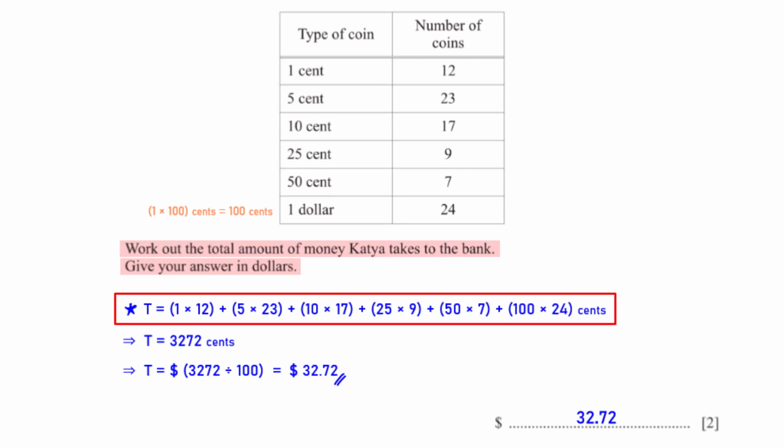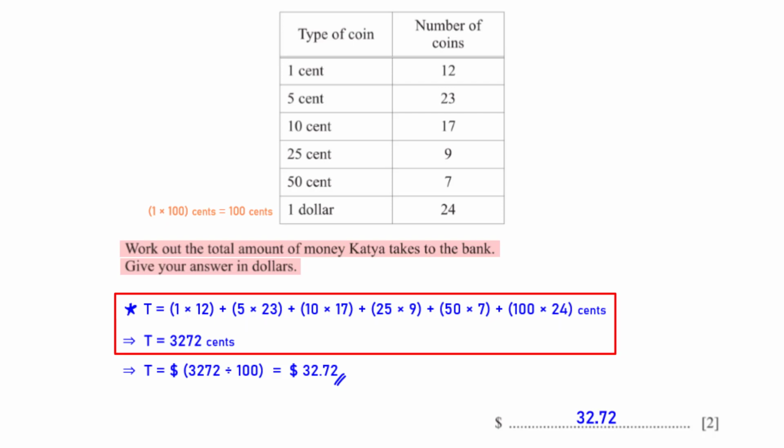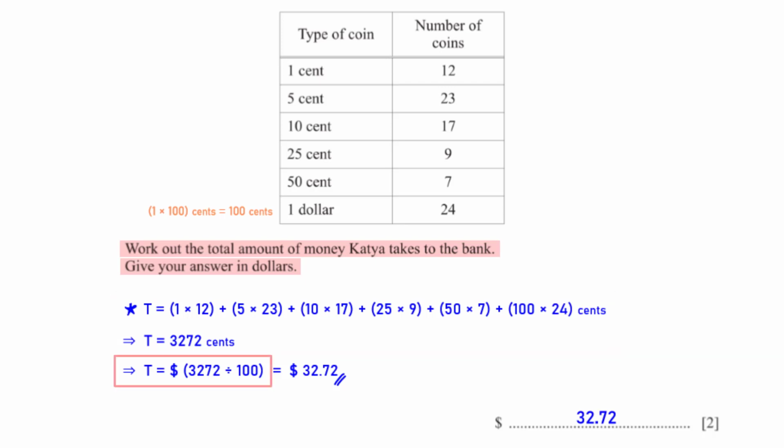The total amount of money Katia takes to the bank is 1 cent times 12 plus 5 cents times 23 plus 10 cents times 17 plus 25 cents times 9 plus 50 cents times 7 plus 100 cents times 24, which is equal to 3,272 cents. To convert this to dollars, we divide 3,272 by 100. This gives us $32.72.